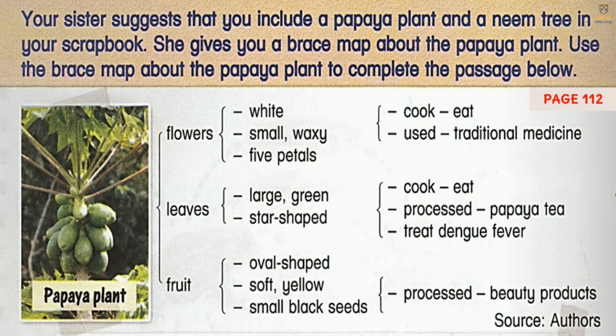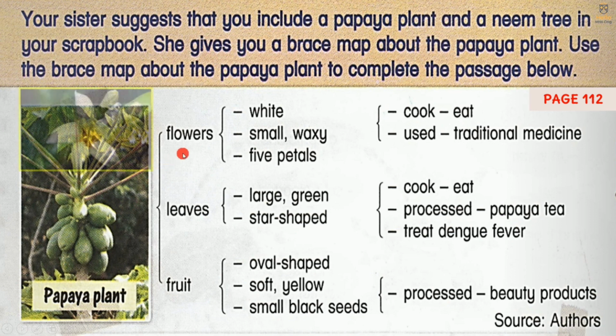Now let's look at page 112. Your sister suggests that you include a papaya plant and a neem tree in your scrapbook. She gives you a brace map about the papaya plant. Use the brace map about the papaya plant to complete the passage below. As you can see in the picture, this is a papaya plant.